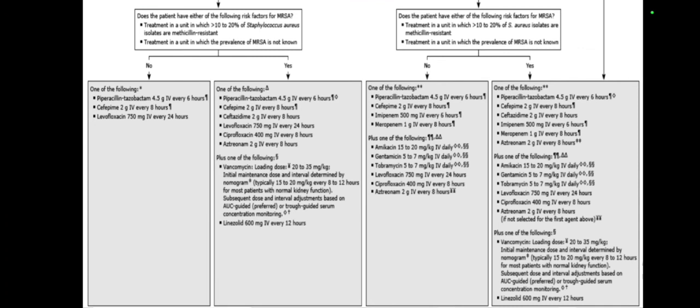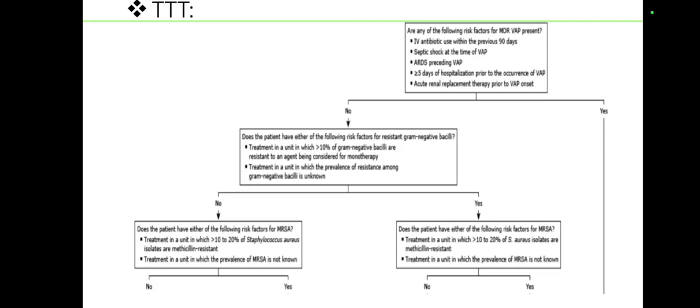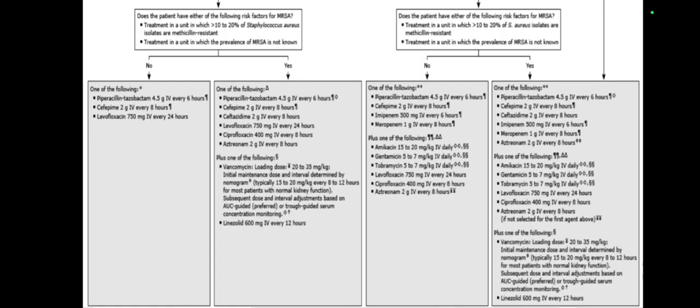But if he has no gram-negative bacilli but he has MRSA, methicillin-resistant Staphylococcus aureus, we will add to the previous monotherapy list vancomycin, loading dose 25 to 35 milligram per kilogram, and the maintenance dose will be 15 to 20 milligram per kilogram every 8 to 12 hours, or linezolid 600 milligram every 12 hours.